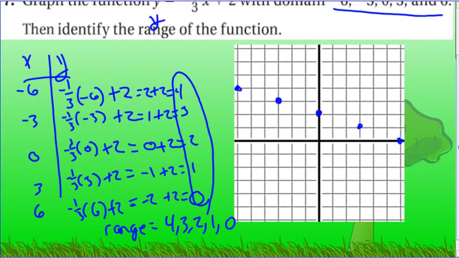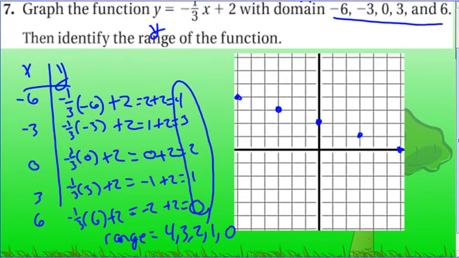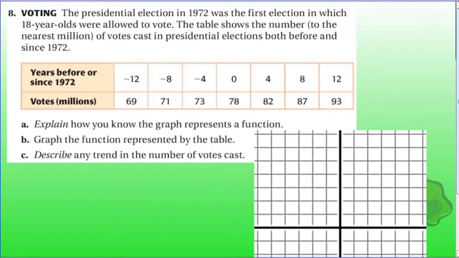Okay, that's number 7. Number 8. It says, the presidential election of 1972 was the first election in which 18-year-olds were allowed to vote. The table shows the number, to the nearest million, of votes cast in presidential elections both before and since 1972. Explain how you know the graph represents a function.